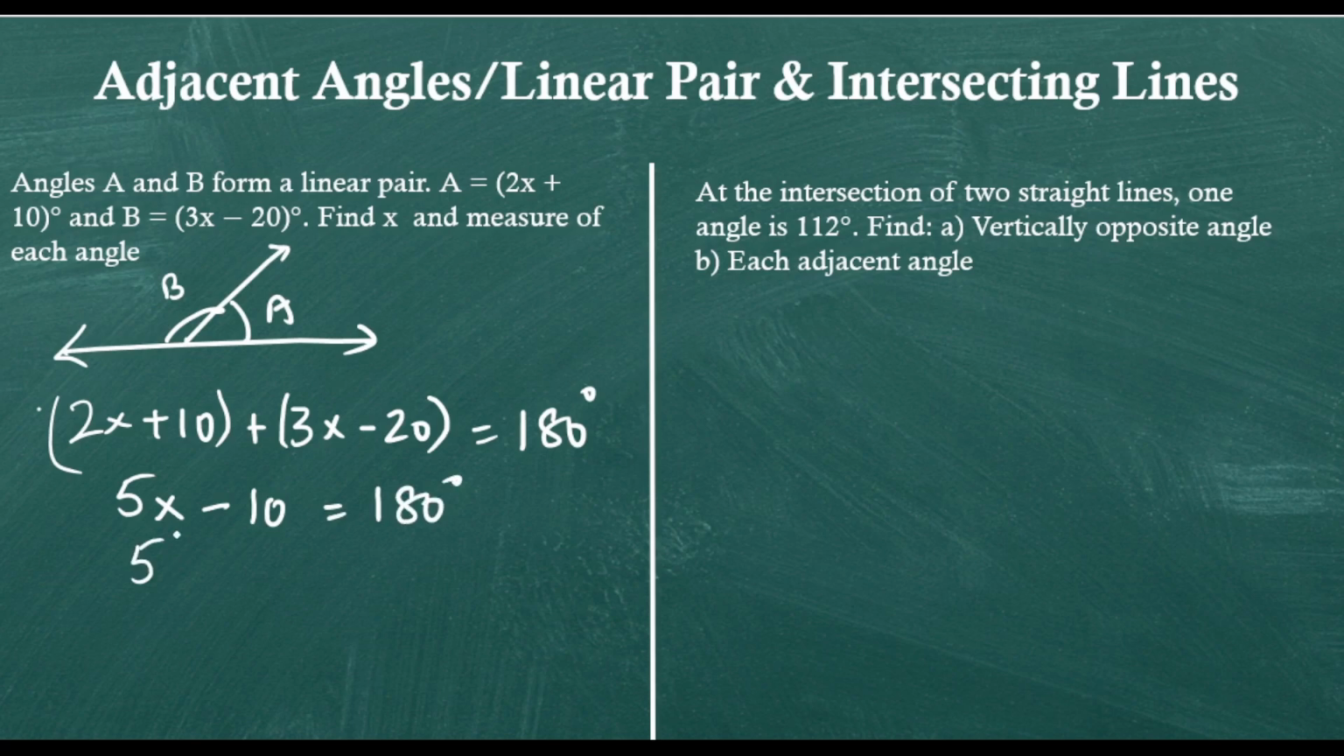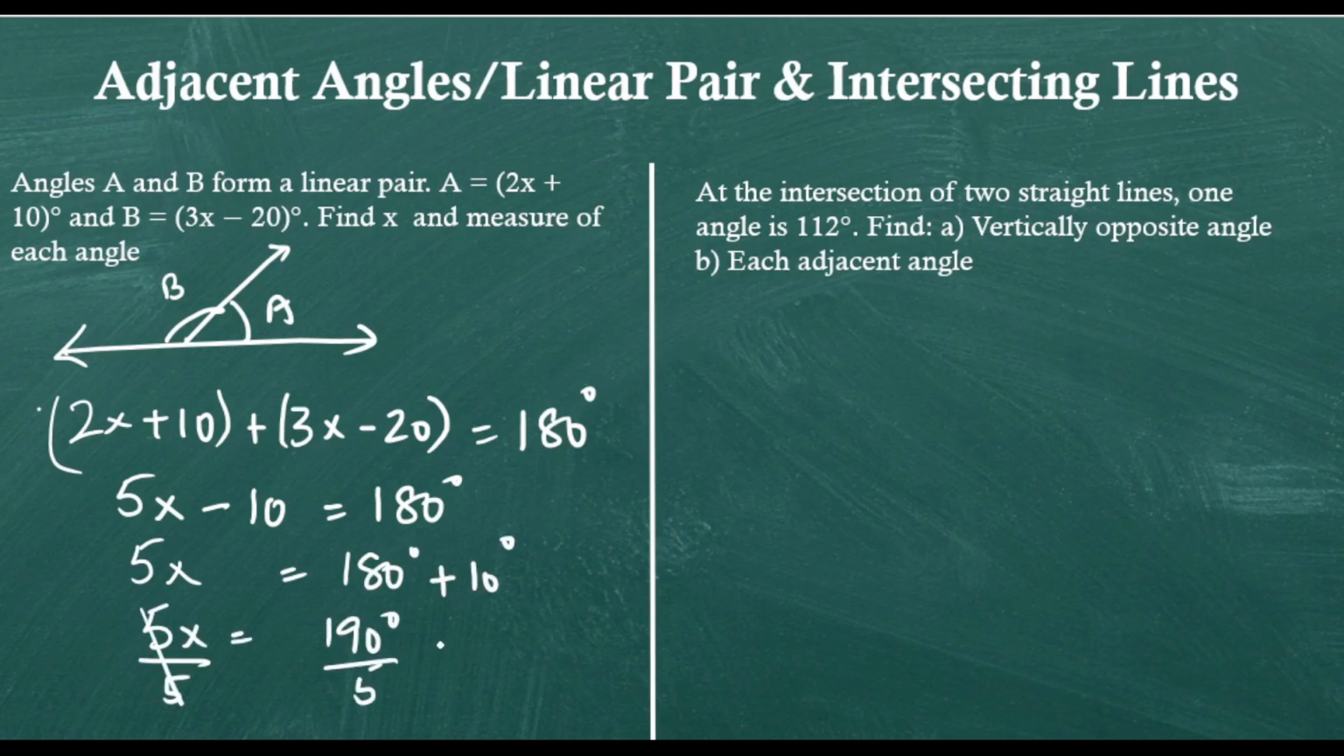Take 10 to that side because I need to eliminate all the constants on this side. So 5x is equal to 180 degrees plus 10 degrees. So 5x is equal to 190 degrees. Divide by 5 and my x would come out to be 38 degrees. Put this x in each of the values of A and B. So A is 2x plus 10, that means 2 times 38 plus 10, and that gives me 76 plus 10, which is equal to 86 degrees.